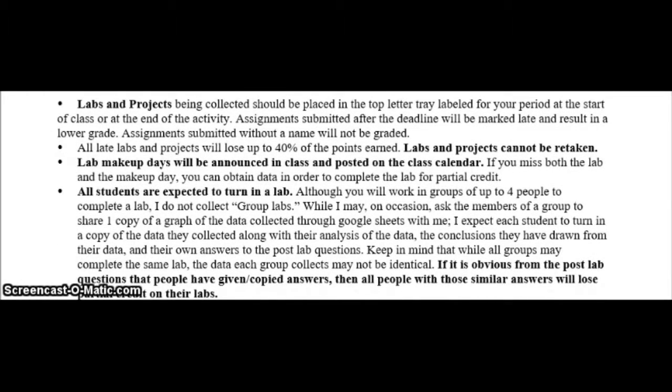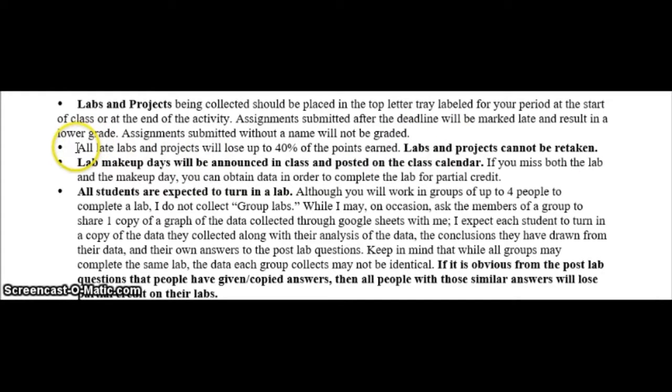Labs and projects being collected should be placed in the top letter tray labeled for your class period at the start of class or at the end of the activity. Assignments submitted after the deadline will be marked late and will result in a lower grade. All assignments submitted without a name will not be graded. All late labs and projects will lose up to 40% of the points earned. Labs and projects cannot be retaken.